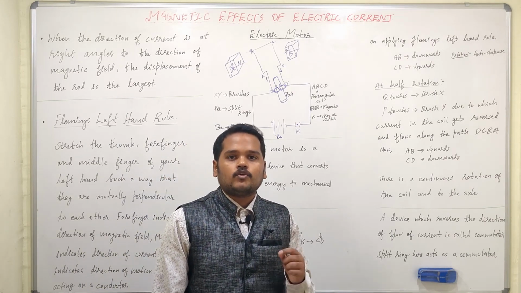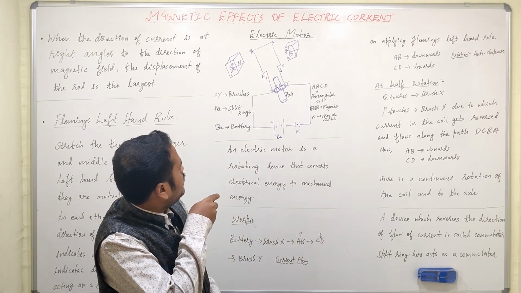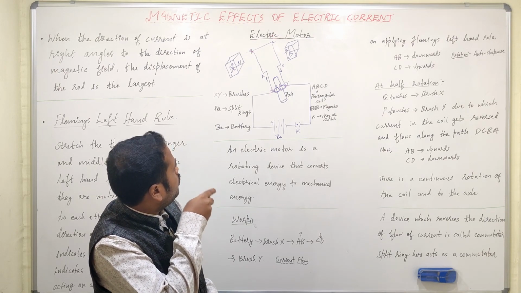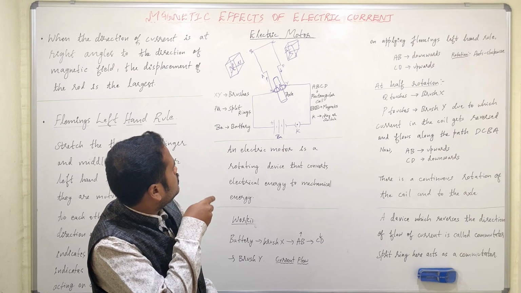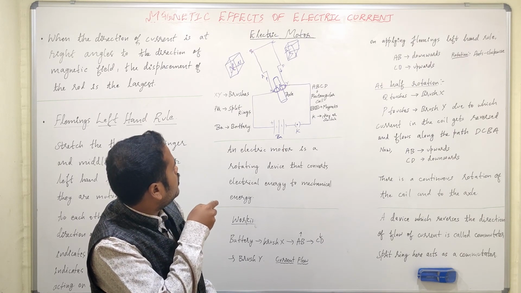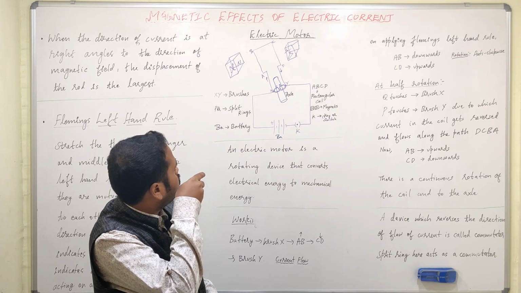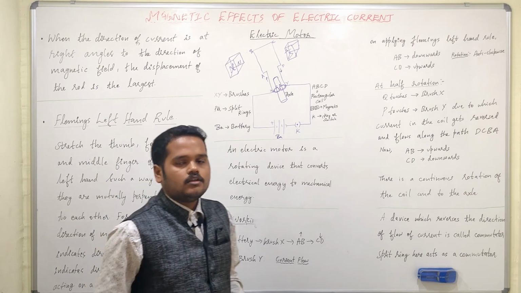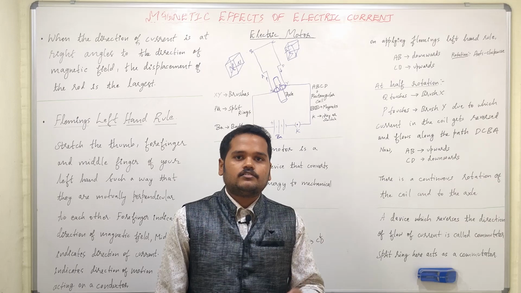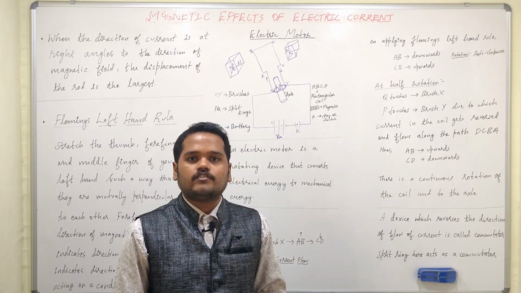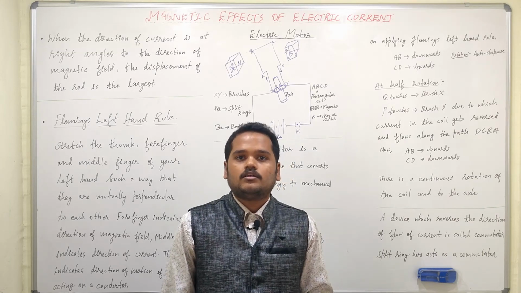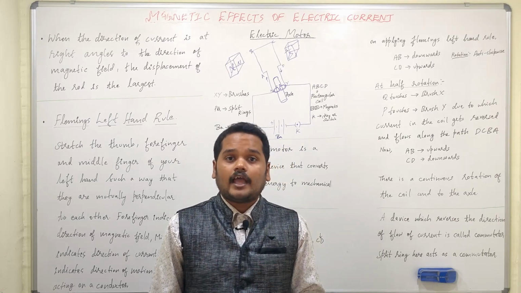One thing which you have to notice here is the current is going in the opposite direction in the two parallel sides of a rectangular coil. In AB, the current moves in this way, but in CD, the current is moving downwards. So there is a reverse, a change in the direction of the current in the two parallel sides of a current carrying rectangular coil.